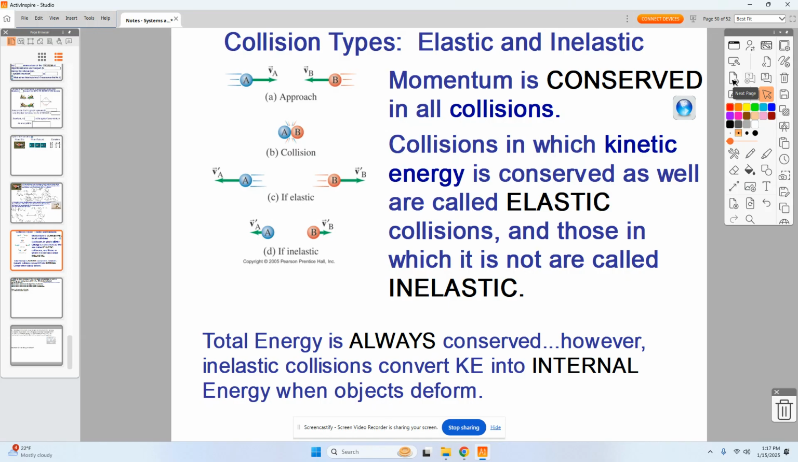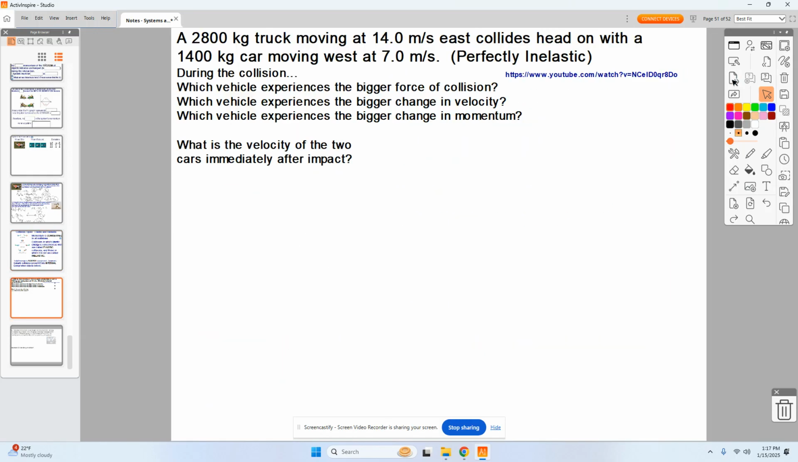Okay, let's take a look at just a problem or two. A truck traveling east collides with a car traveling west. It's perfectly inelastic. What that means is that they hit and they stick together. I'm going to give you some exam questions right now, ahead of time. Try this, a little bit of review.